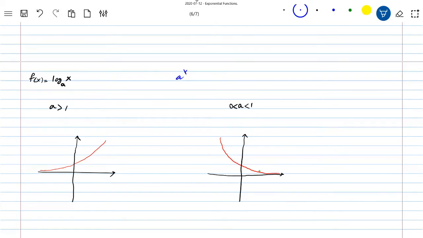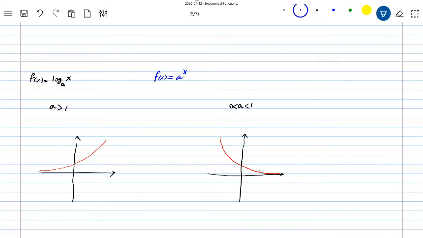If you had a to the power x as the function f of x, the graph would be one of these two shapes. These red lines would be the graph of a to the power x, one of these two. If the base was greater than 1, this left one would be the graph. If the base was between 0 and 1, then the right graph corresponds to the exponential a to the power x.